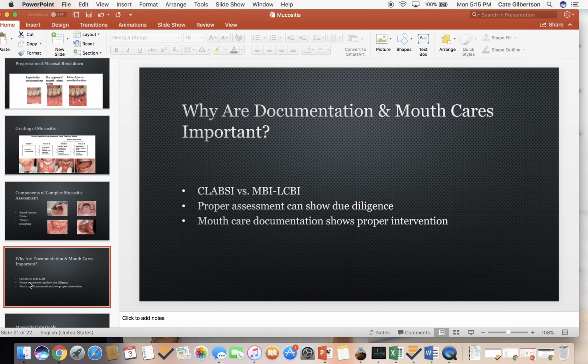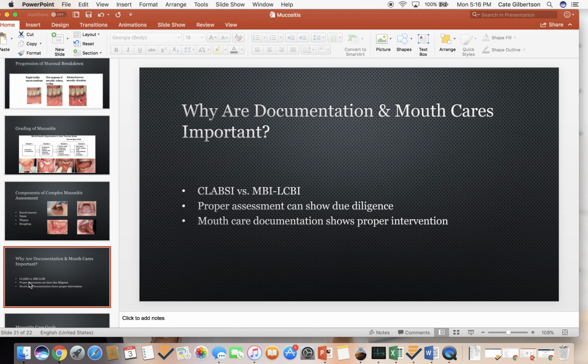So why are documentation and mouth care so important? Again, we want to decrease the impact of mucositis on our patients and try to start decreasing the severity of mucositis. So again, as we touched on, the CLABSI versus MBI-LCBI. If we can decrease the severity and infection of mucositis so much that we're decreasing the transfer of infection from the mucosal barrier into the bloodstream, we could really make an improvement in these patients' outcomes and lives.